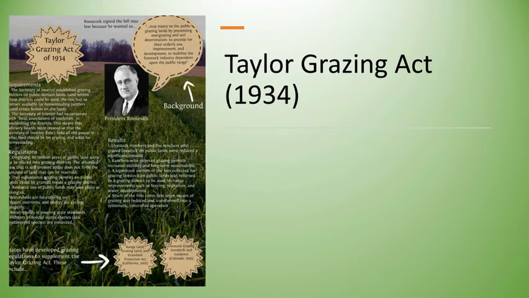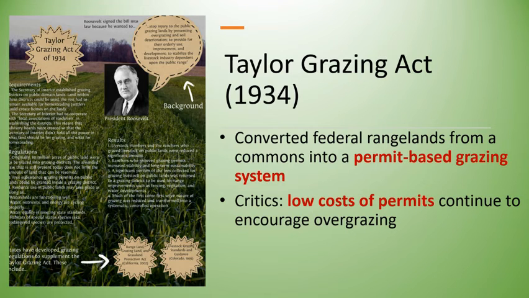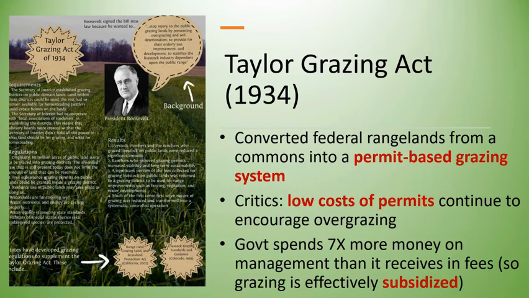One regulation that covers rangelands is the Taylor Grazing Act of 1934, where federal rangelands were common, but they were turned into a permit-based grazing system to prevent overgrazing. Critics of the Taylor Grazing Act say the low cost of permits essentially makes it free. There's no incentive for farmers to not overgraze because the permits are cheap. They can always get another permit for another space. In fact, this is a money-losing endeavor for the government. It spends a lot more money on the management than it actually receives in fees, and so this is effectively subsidizing the grazing.